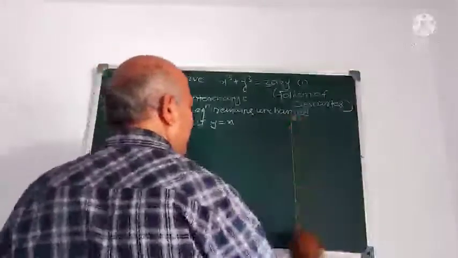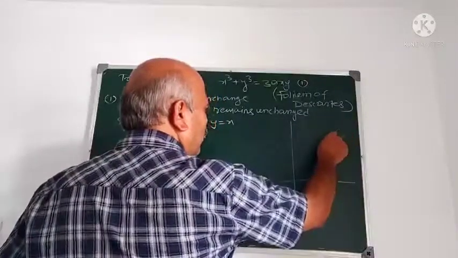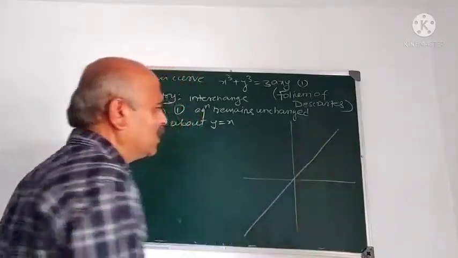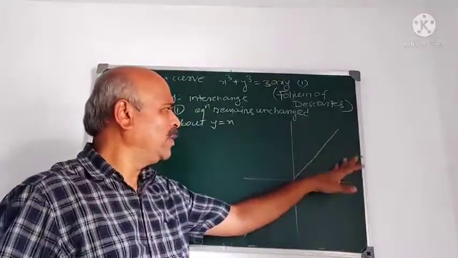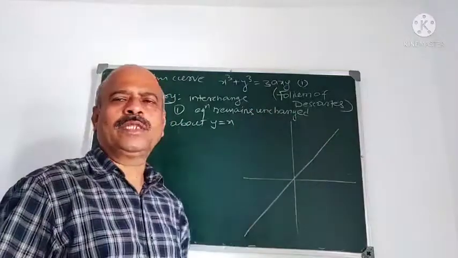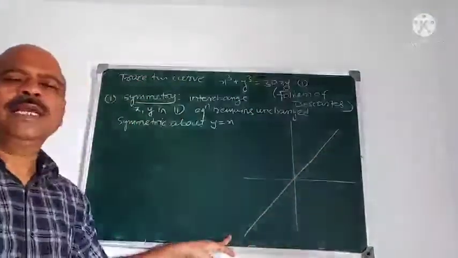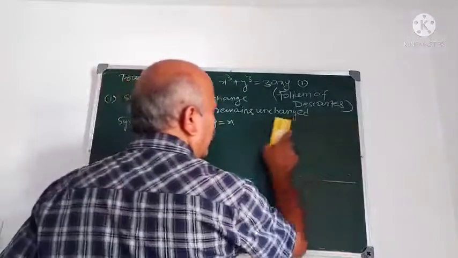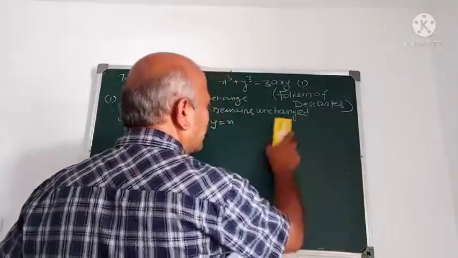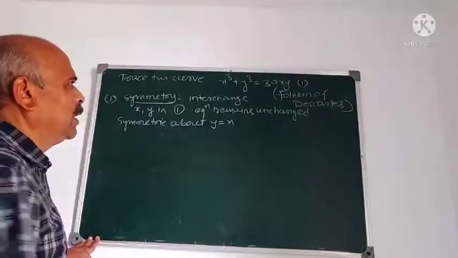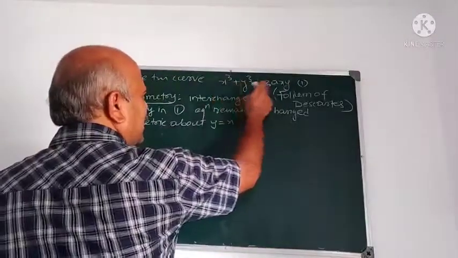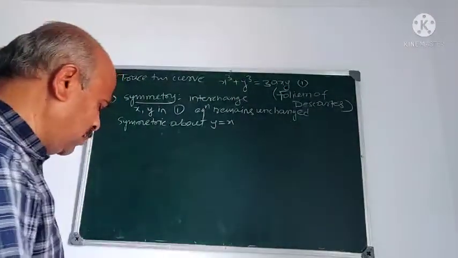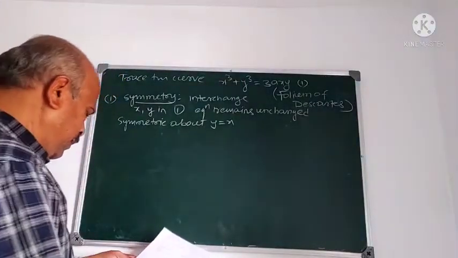What is the line y is equal to x? See, this is the line y is equal to x. The curve is symmetric about this line. That means above the line, below the line, the shape of the curve is same. This is the line of symmetry now for this curve. Why is it symmetric about y is equal to x? Because by this property, if we exchange x and y, the equation of the curve remains same.